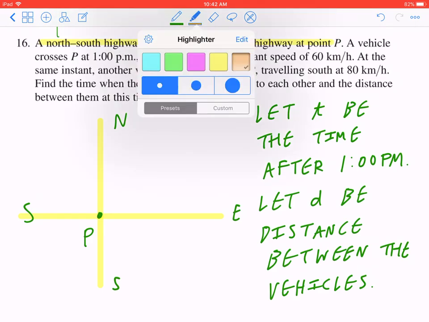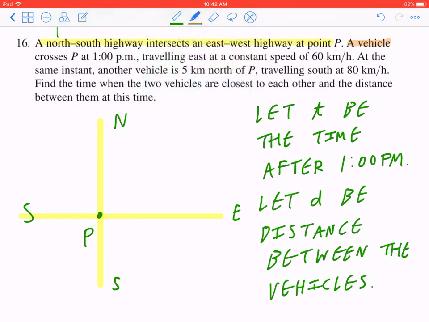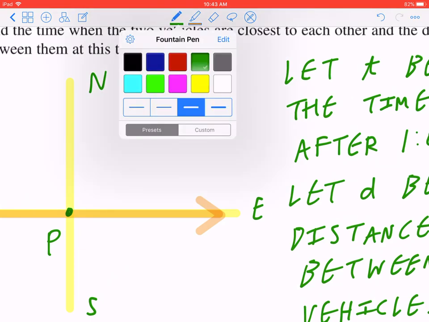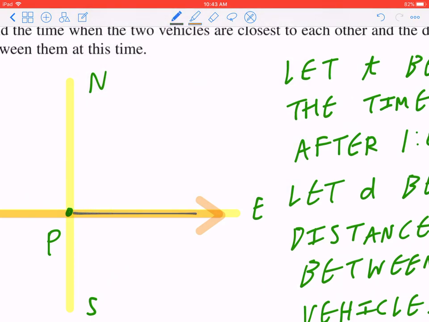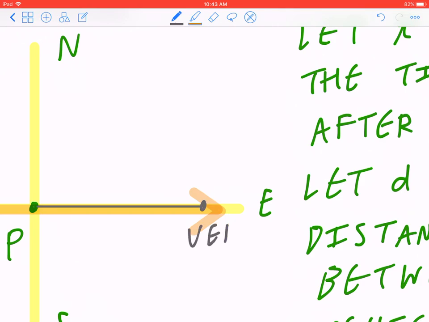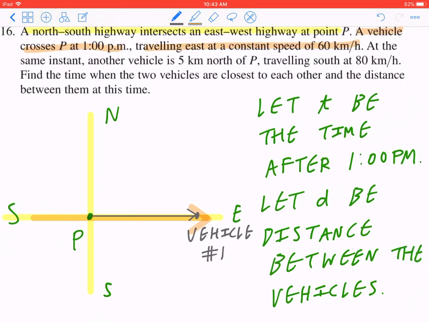If you go back to the second sentence, a vehicle crosses P at 1 p.m., traveling east at a constant speed of 60 kilometers per hour. So the vehicle is going this way to your right, and it passes the point P. Now, if you form a triangle, which we will eventually in a moment, this part is going to be vehicle number 1. And vehicle number 1 is going to the right, or is traveling east.